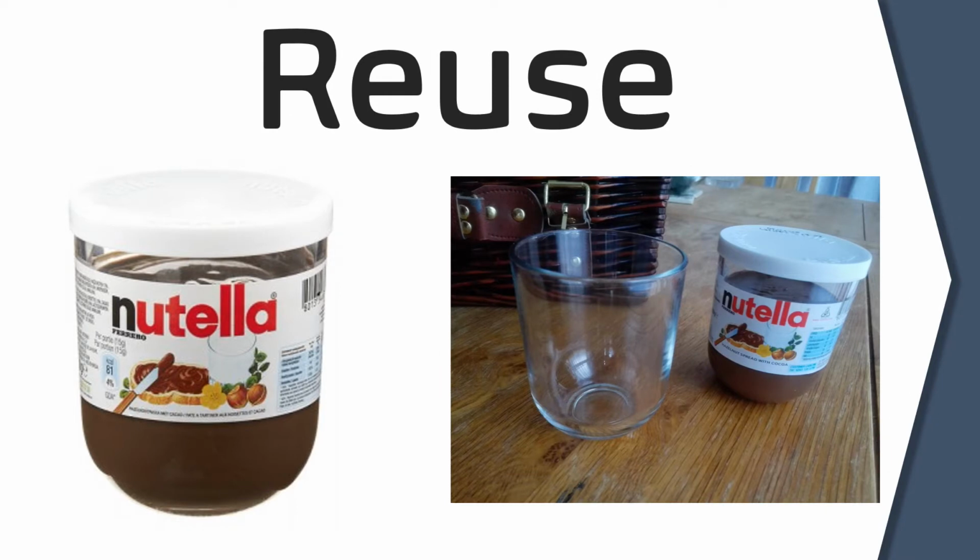Reuse is all about making products less disposable. This Nutella jar is designed so that when it's empty, the label can be removed, the lid is easily peeled away, and you're left with a drinking cup. But reuse also applies to products such as plastic bags and coffee cups. Rather than get a disposable cup and throw it in the bin, you could take your own and reuse it over and over again.